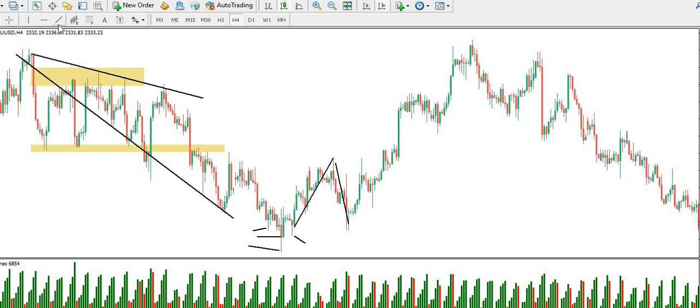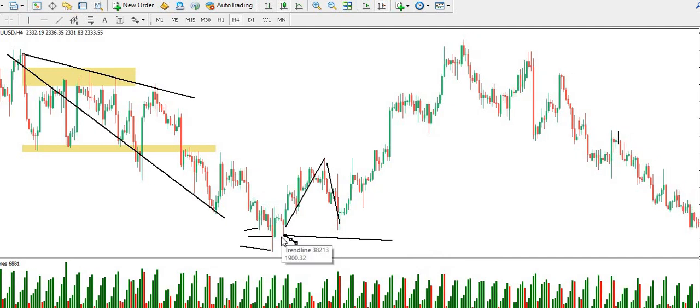And as it is stated, wave 2 can never go beyond the start of wave 1. So it didn't go beyond the start of wave 1. So we can place a stop loss below the start of wave 1 at this point. Let me straighten it out at this point. Again, the market completed the third wave.